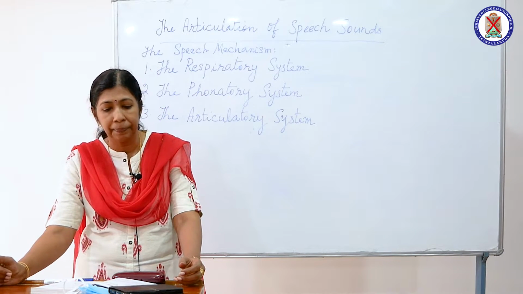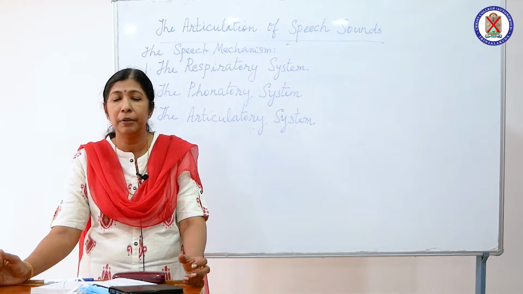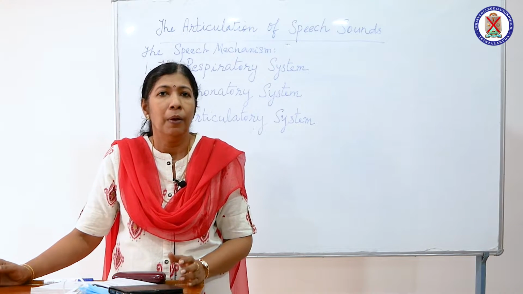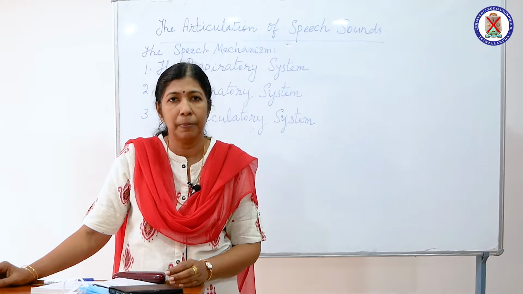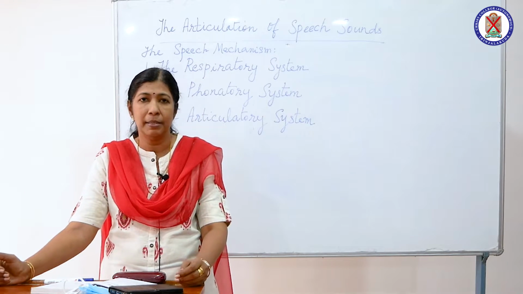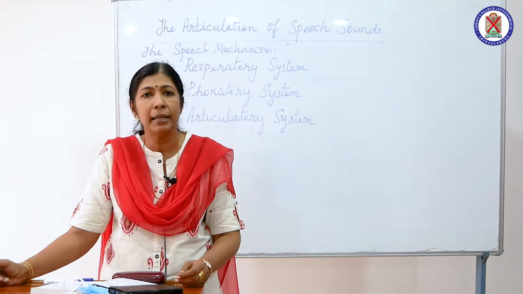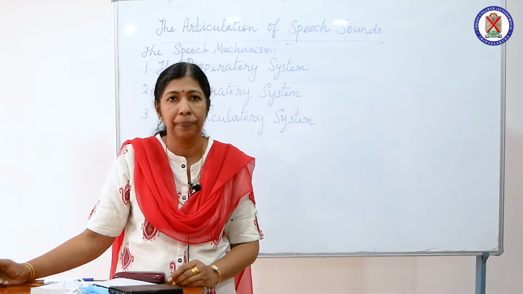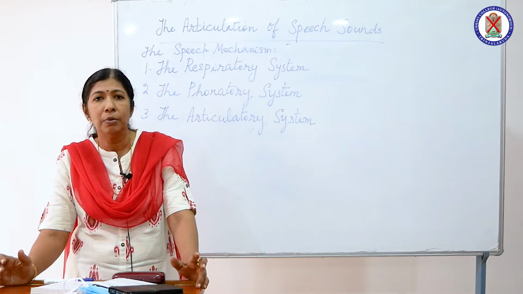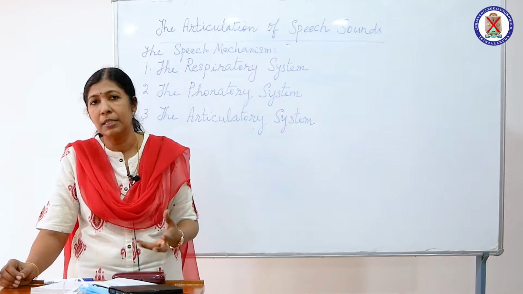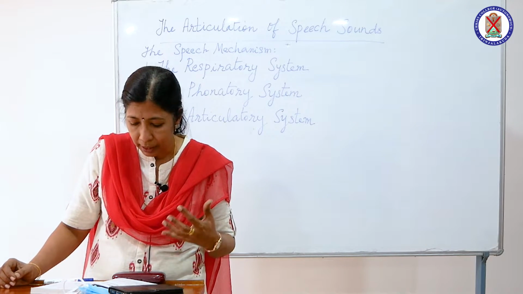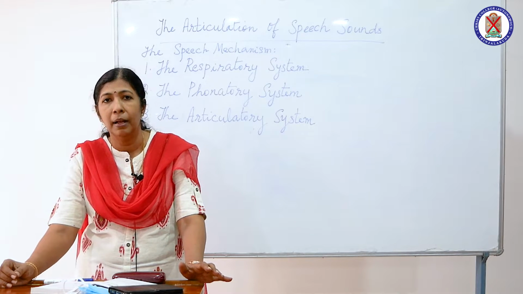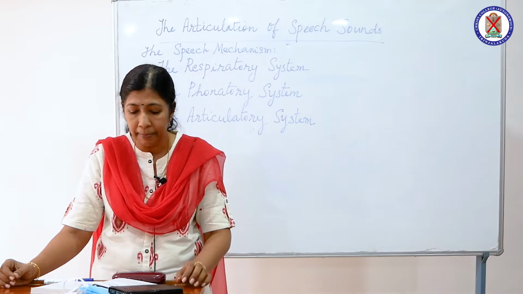Now, as we said earlier, it is human beings who are gifted with the ability to speak. Now, in this speech mechanism, we can include three systems: the respiratory system, the phonatory system, and the articulatory system. It is the respiratory system which I just described to you. The respiratory system consists of organs which are present in the trunk of our body, that is from the neck to the abdomen. The articulatory system lies in the head, and the phonatory system lies in the throat.